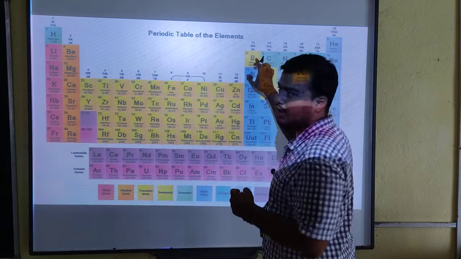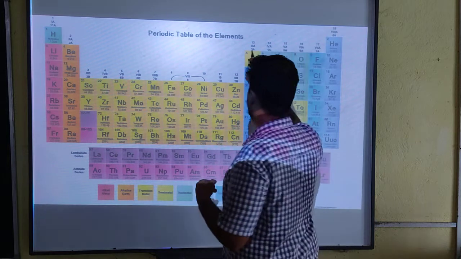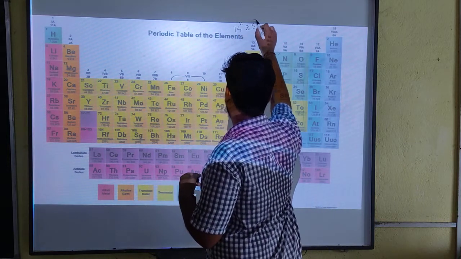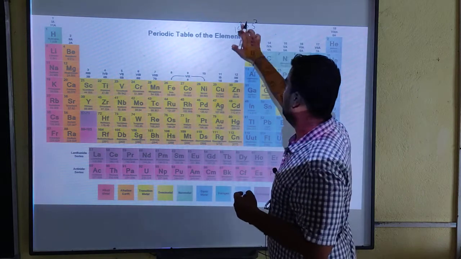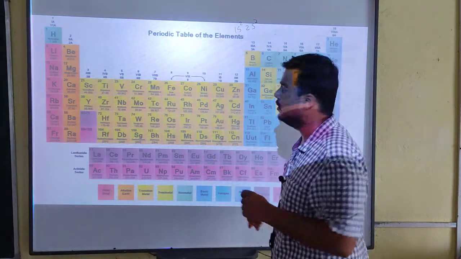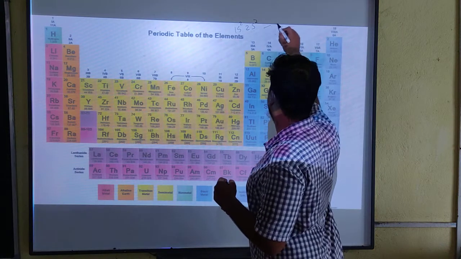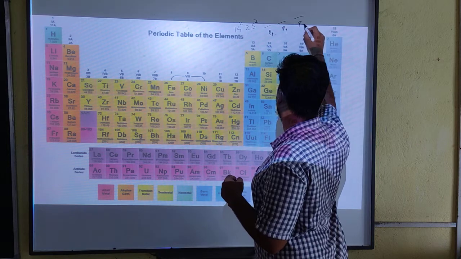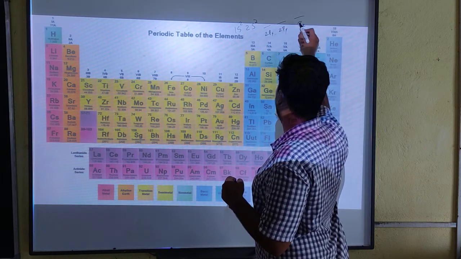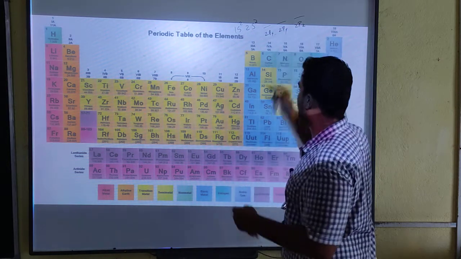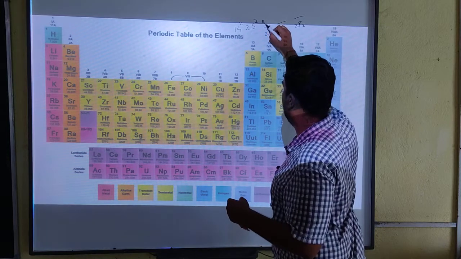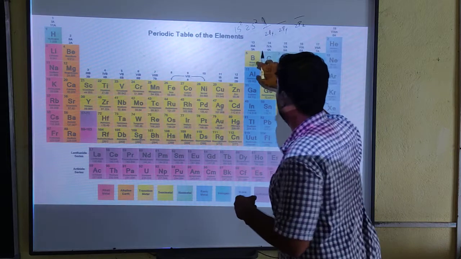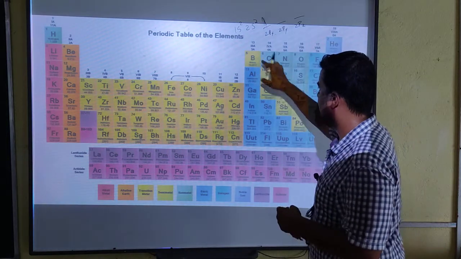there are 5 electrons in boron, so I can write the electronic configuration as 1s2, 2s2. So there are 4 electrons used. Now 1 electron is left, so that electron will go into the p subshell, px, py or pz. This is 2px, 2py, 2pz. So 1 electron will go to this 2p orbital. So this is the boron family or group 13.